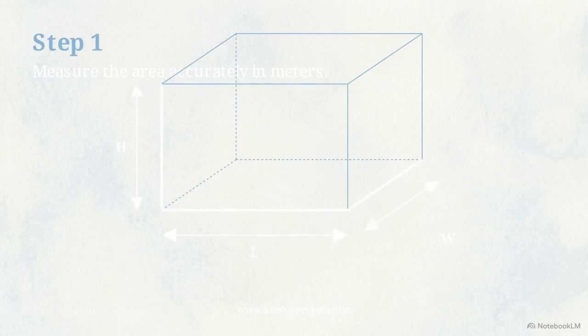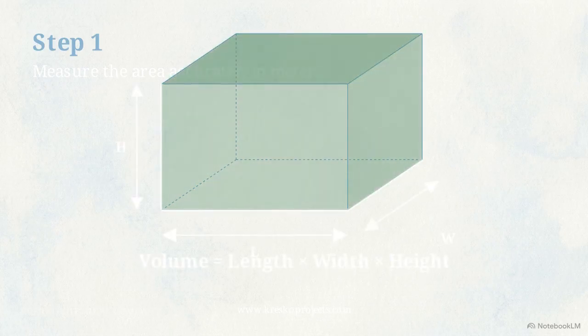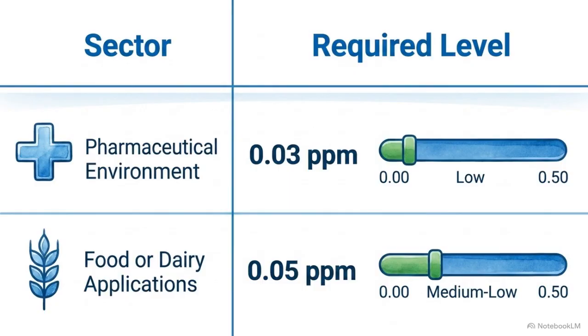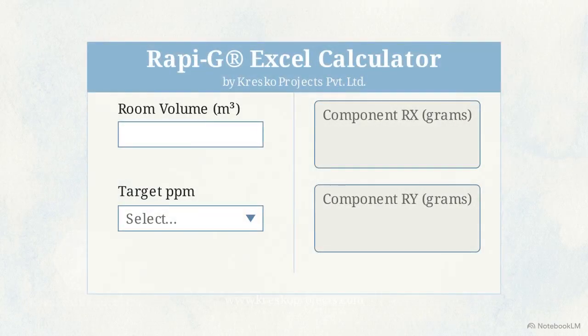Measure the length, width, and height in meters and multiply them together. Next, identify your target concentration level. Standard industry guidelines recommend 0.03 parts per million for pharmaceutical environments and 0.05 parts per million for food or dairy applications. This interface shows the official Rapi-G Excel calculator.